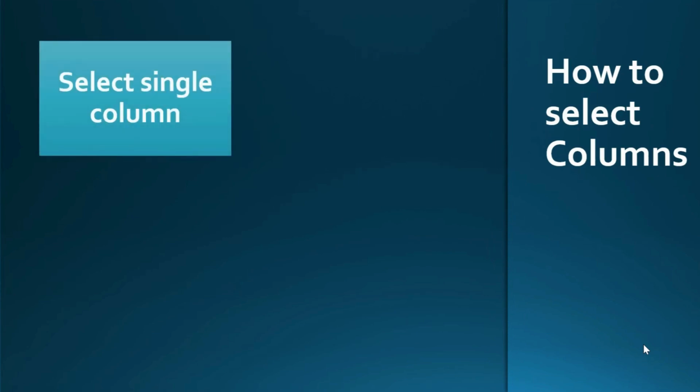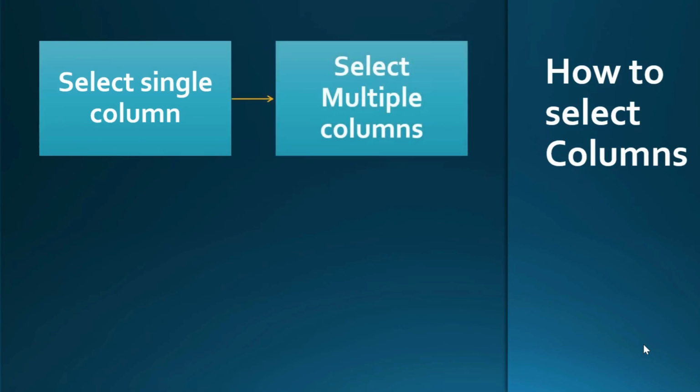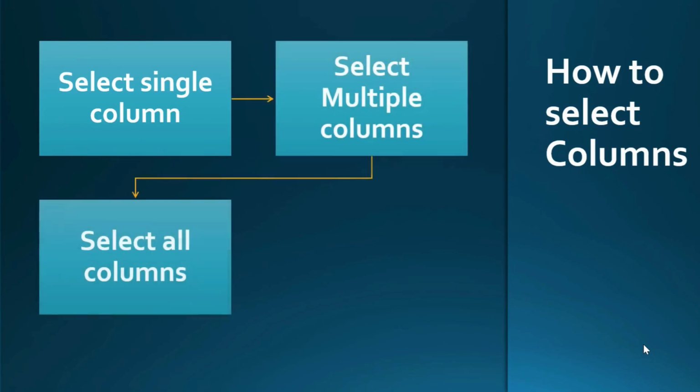So let us see how to select the columns. To select a column, you can select a single column, or you can select multiple columns, and you can also select all the columns. Let's say there are hundreds of columns. You are not going to mention all 100 column names and then select. You can use the star method, in which you can select all the columns. We will see that in the practical session.